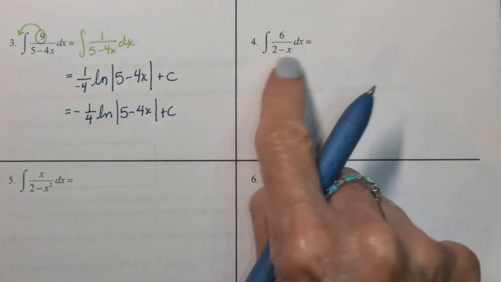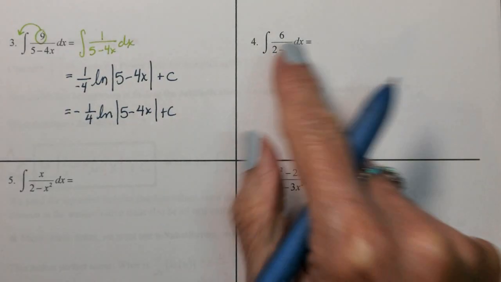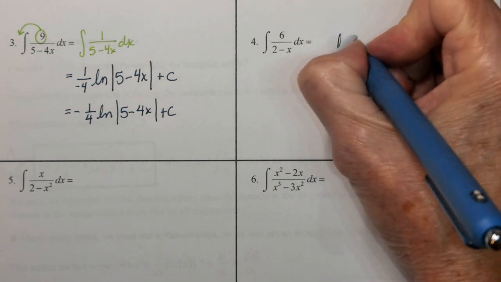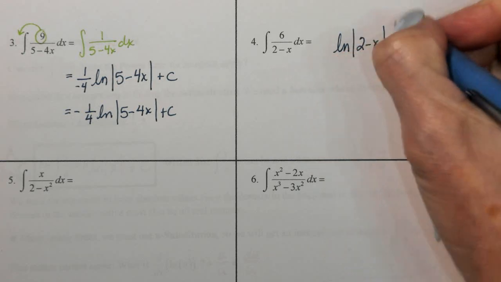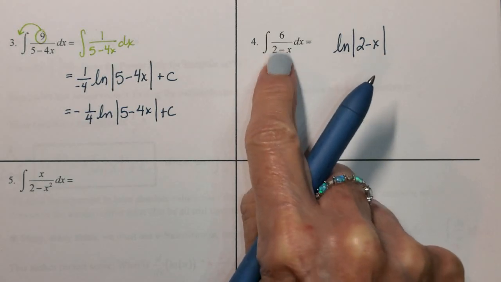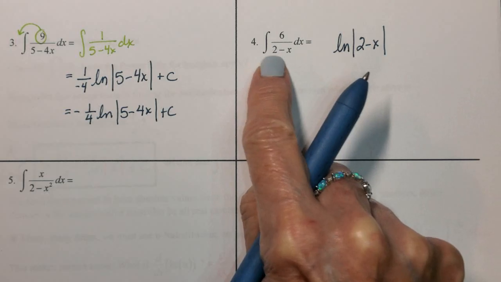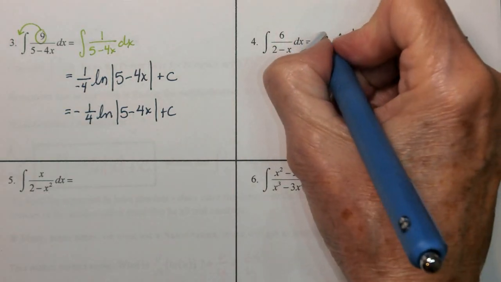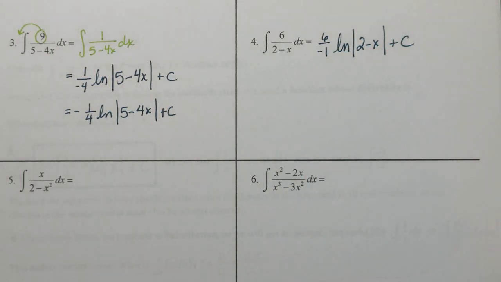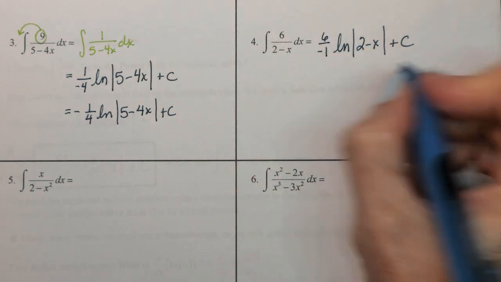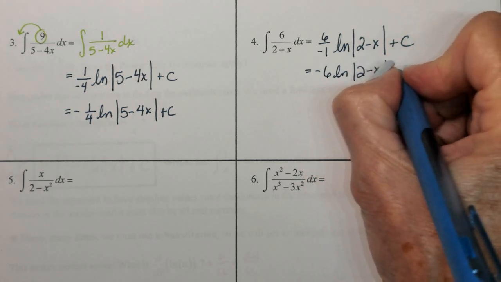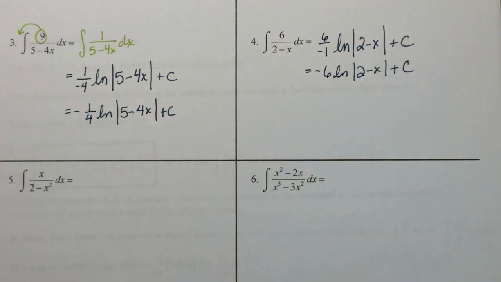Number 4 here. Linear denominator, no x's on top. So this will be an ln. ln absolute value of the bottom. Okay. What's the derivative of the bottom? Negative 1. So this will be 6 over negative 1 as the coefficient. The 6 just stays on top. So this would be negative 6 ln absolute value 2 minus x plus c.